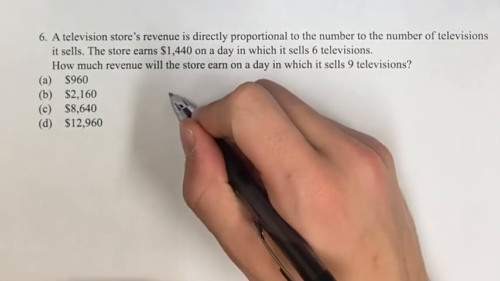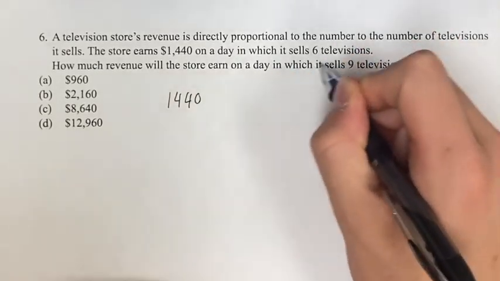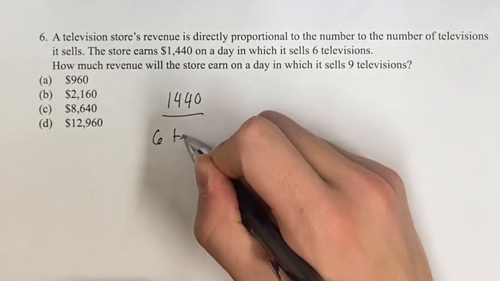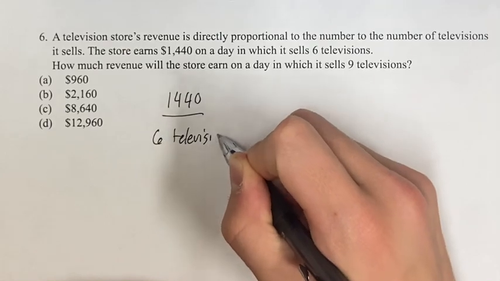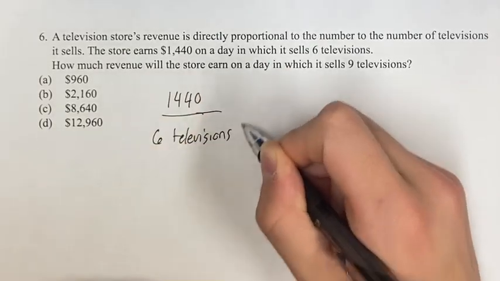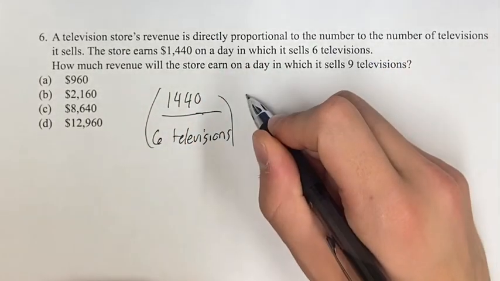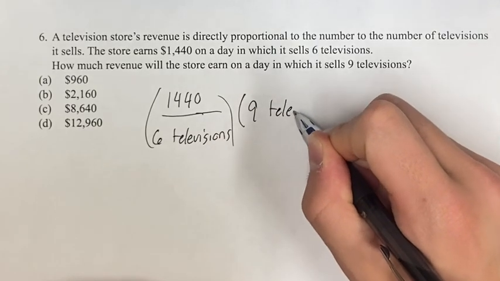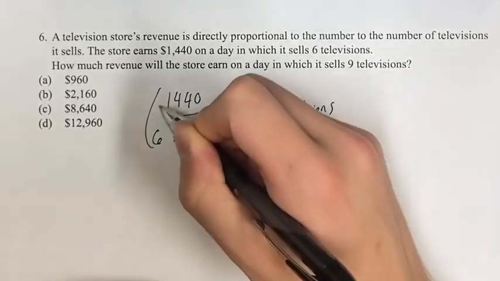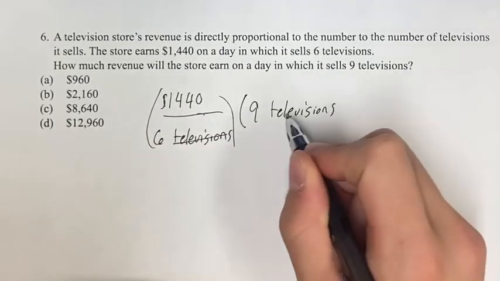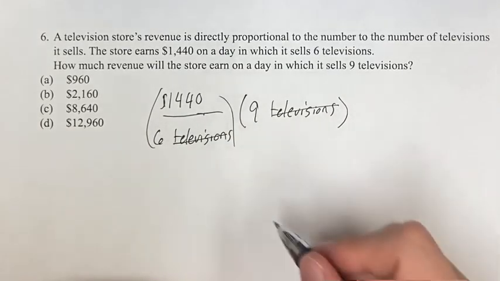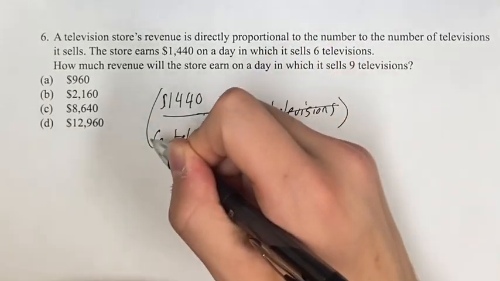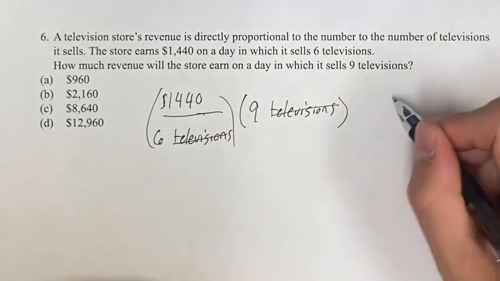So if we're told we're earning $1,440 per 6 televisions, because we're told that they're directly proportional, we can multiply this rate by the amount that we're actually selling, which is 9. What happens is the television unit cancels out. We have 1440 times 9 divided by 6. Plug this into your calculator, right?